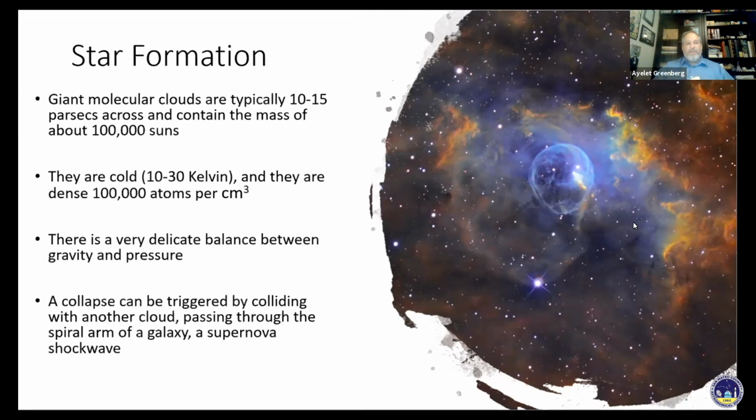Now, in the absence of humans sneezing on clouds of gas in space, what can trigger a collapse of a cloud like this? And the typical triggers would be two clouds moving close or right next to each other and disrupting each other, and that's causing some turbulence in the cloud.